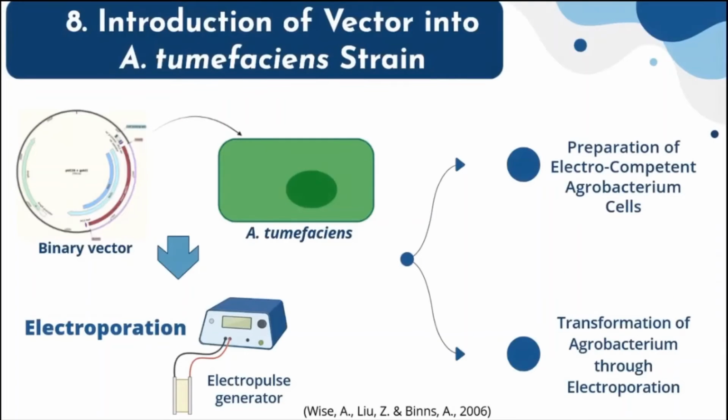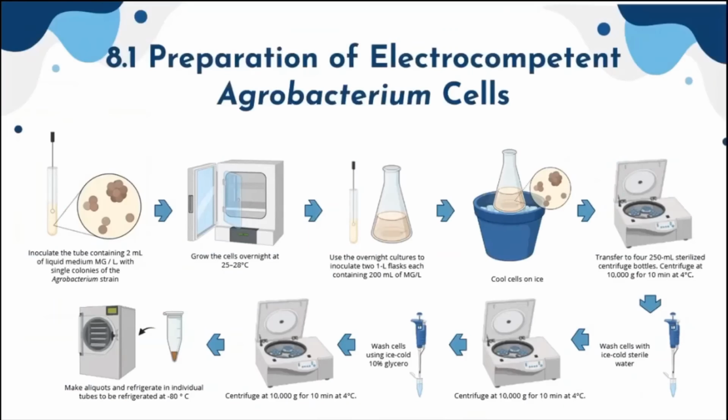For the introduction of the binary vector into the Agrobacterium tumefaciens strain, we will use the electroporation method, which is based on two processes. First is the preparation of the electrocompetent Agrobacterium cells, where the tube containing the MGL medium must be inoculated with a colony of our Agrobacterium strain and incubated. This first culture will be used to carry out a second inoculation in the same medium. This will be incubated at the same temperature range but with shaking.